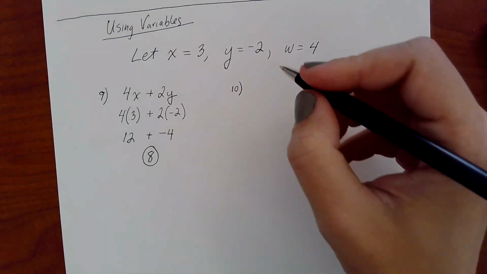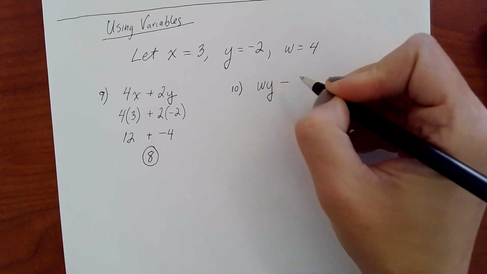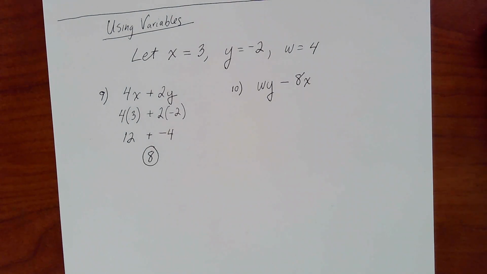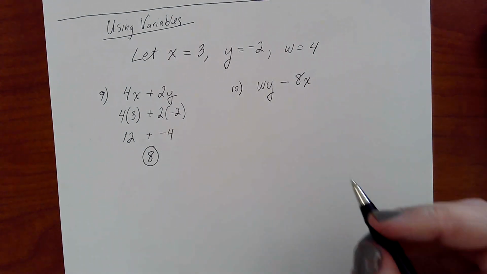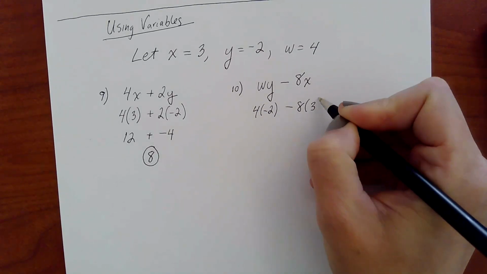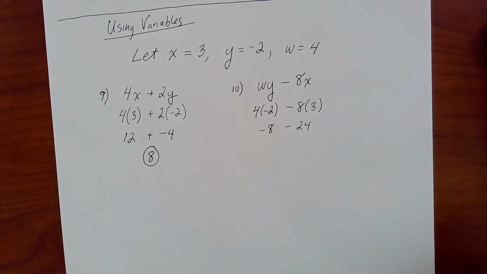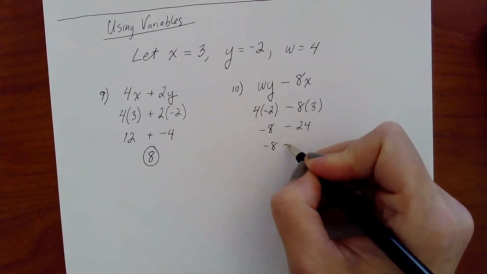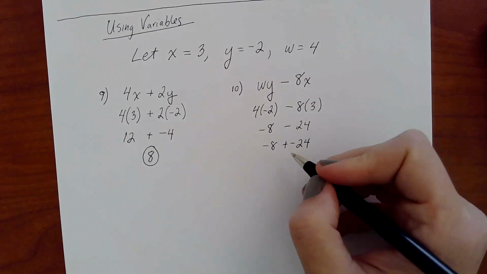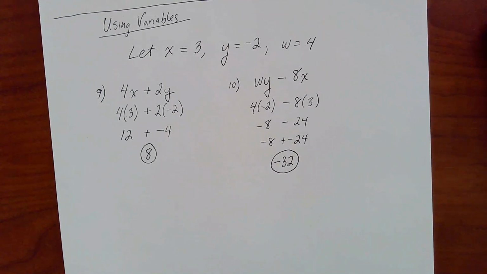All right, try one on your own here. Let's say, I don't know, how about 4y minus 8x? Go ahead and pause that one and give it a try. So that's 4 times negative 2 minus 8 times 3. That's negative 8 minus 24. Ew. I'm going to do keep, change, change. Now I can do it. The signs are the same. I'm going to add those together, and I get negative 32. Nice.